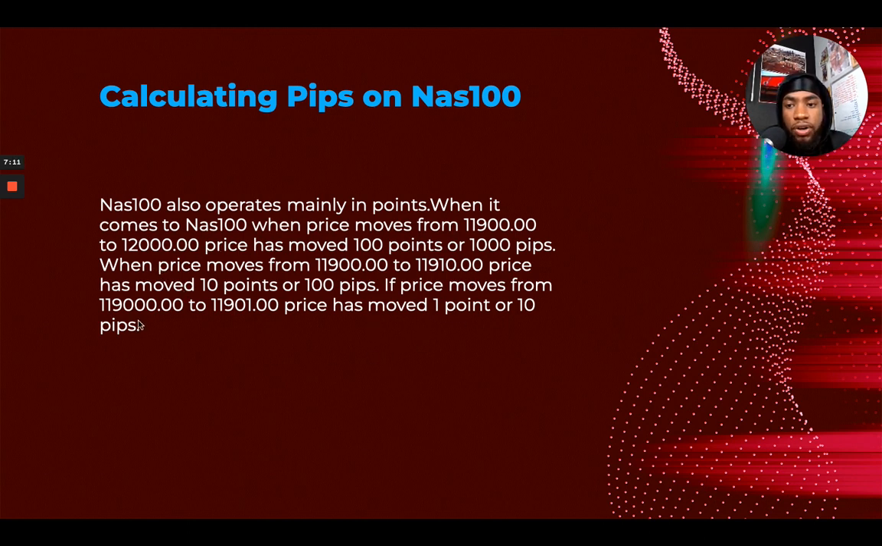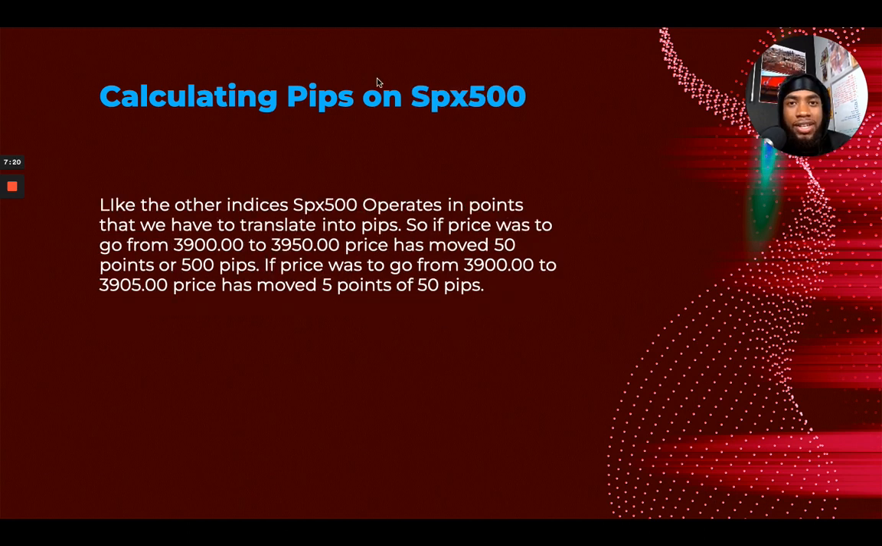If price moves from 11900.0 to 11901.0, price has now moved 1 point or 10 pips. SPX500, like everything else on these indices pairs, operates in points. So if price was to move from 3900.0 to 3950.0, price has now moved up 50 points or 500 pips. If price was to go from 3900.0 to 3905.0, price has now moved up 5 points or 50 pips.